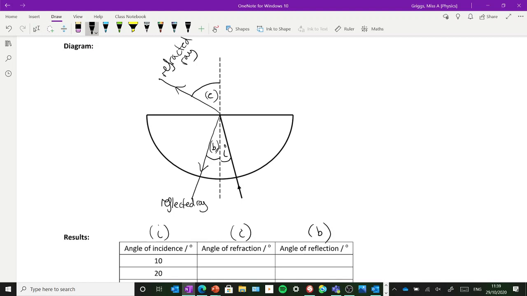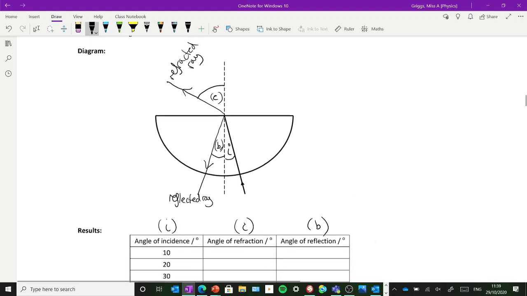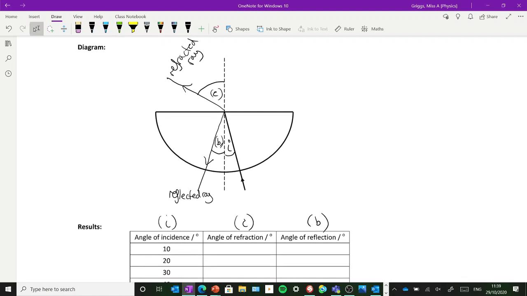I'll show you what you're doing in a second, but what you're going to be doing is shining light in at different angles of incidence, like when you did with the mirror. And you're going to be observing the reflected ray and the refracted ray as you do this. I'll just leave that up for a little bit longer, and then I'll show you on the board what we're going to be doing.